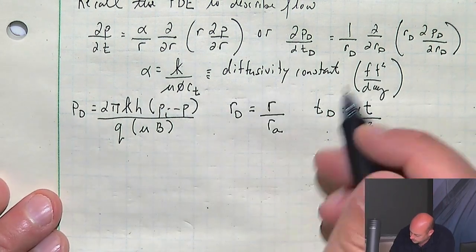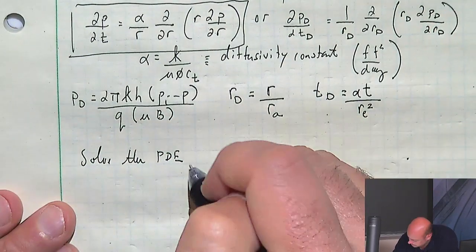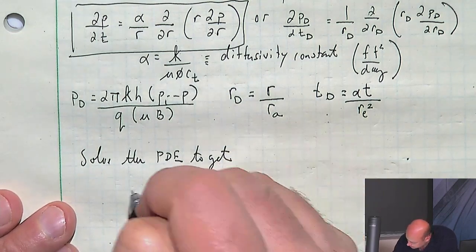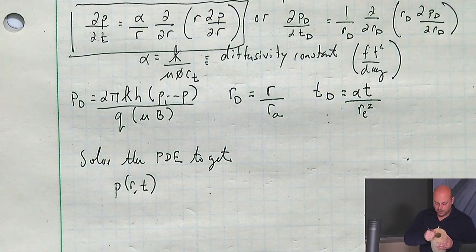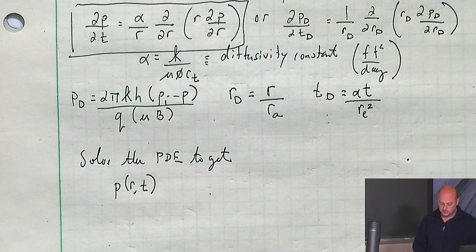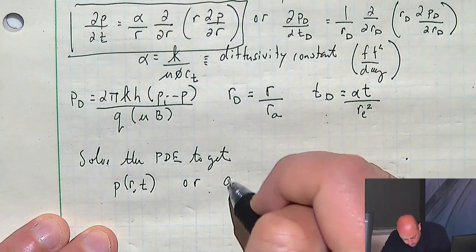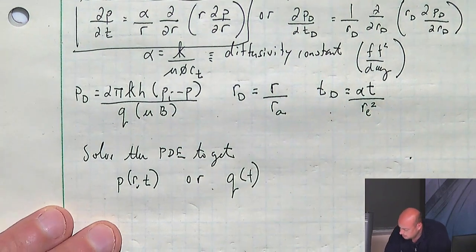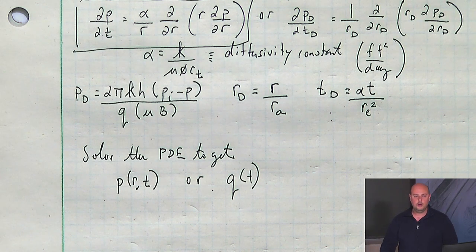Now what we want to do is solve this PDE to get P of r of t. So it's a pressure as a function of radius and of time. So the pressure is changing with space and time. Or we might want Q of t, right? So that might be Q into the wellbore or Q into the reservoir from an aquifer. That's a rate. And rate we know is related to pressure gradient from Darcy's law. So if you have pressure, you might be able to get Q.